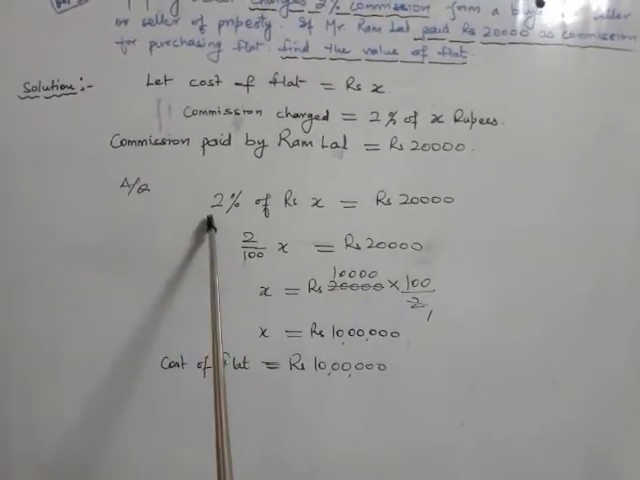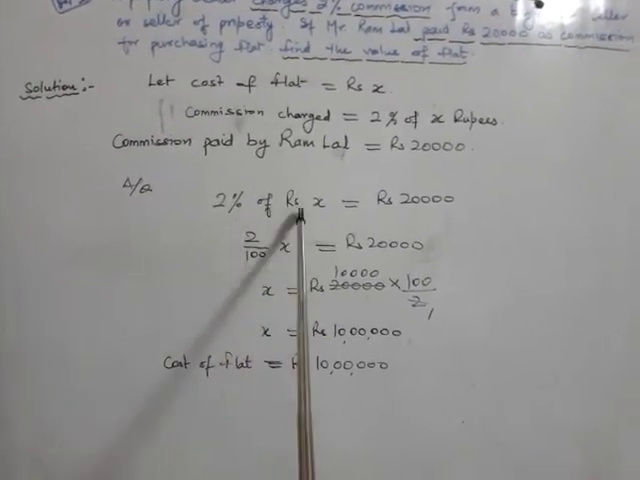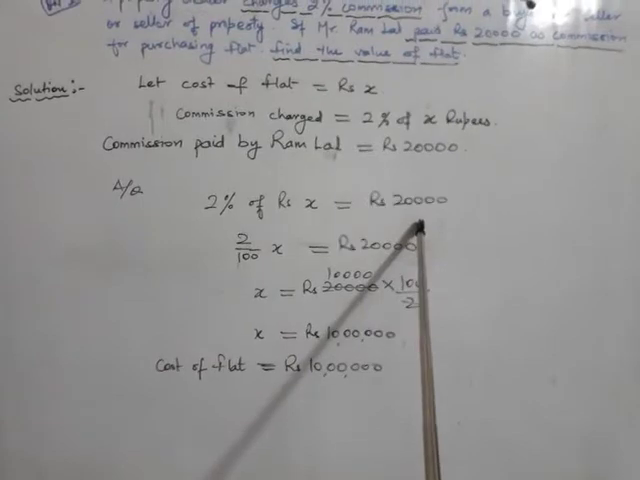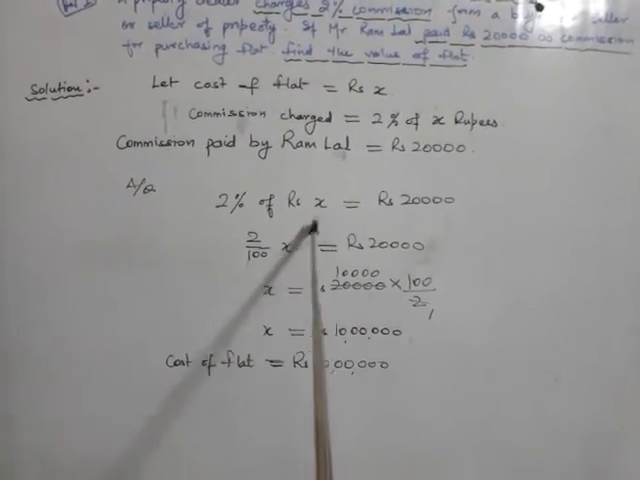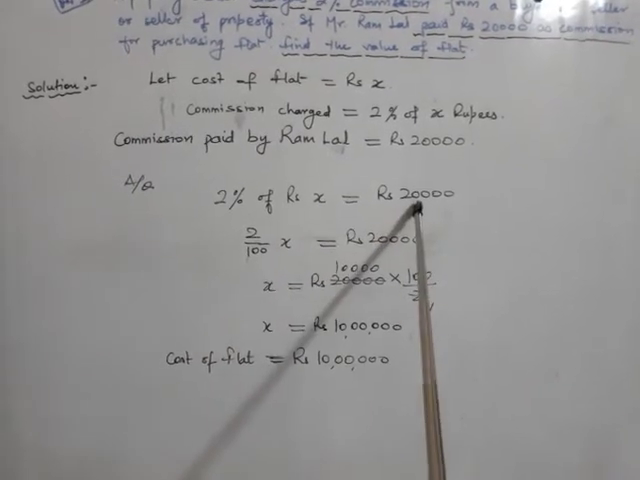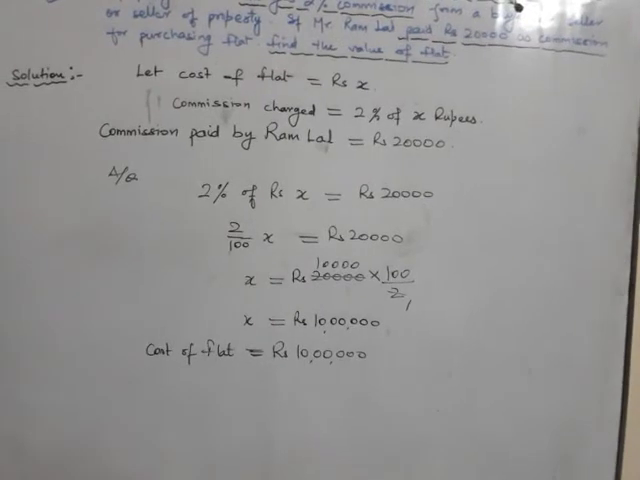That I have written over here: 2% of the value of the house, or 2% of rupees x, is equal to 20,000. Then you can solve it: 2 over 100 multiplied by x is equal to rupees 20,000. Then you can find out the value of x, right?